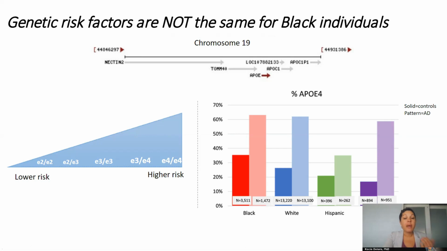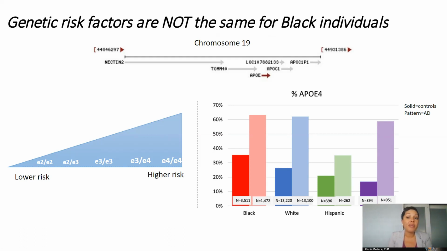However, you might think then, okay, E4 is bad, so if you have more E4, then you have a higher chance of developing dementia. But if we look at Black individuals who are cognitively normal, that is the solid red bar in this graph, we can see that this group actually has a higher frequency of ApoE4, and that's on the y-axis. Black cognitively normal individuals have a higher frequency of ApoE4 relative to white cognitively normal individuals, which is shown in the solid blue bar. And the pattern bars next to the solid bars are those with Alzheimer's disease.